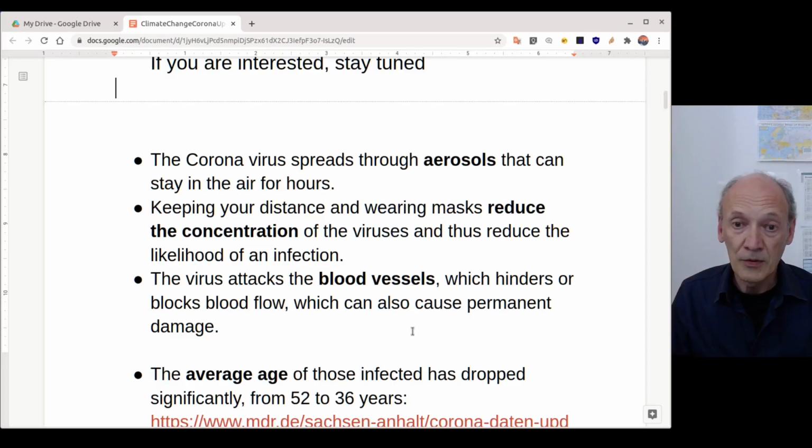The bad news is that the virus attacks the blood vessels, which hinders or blocks the blood flow, which can also cause permanent damage. When the blood flow of certain organs is blocked, that's bad, right? So that's a considerable risk of this virus.